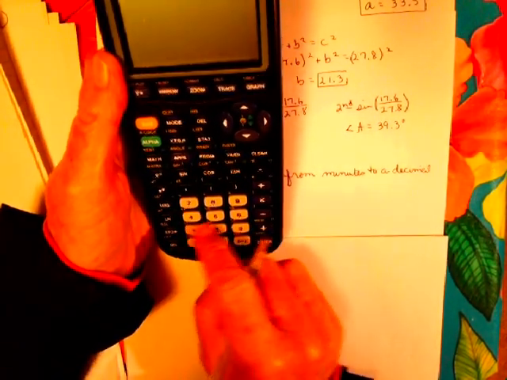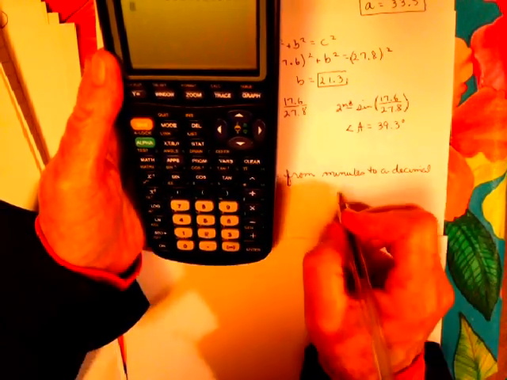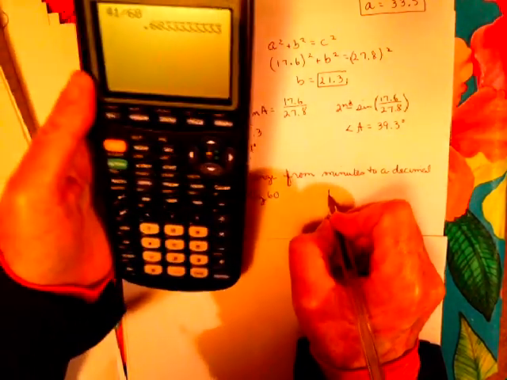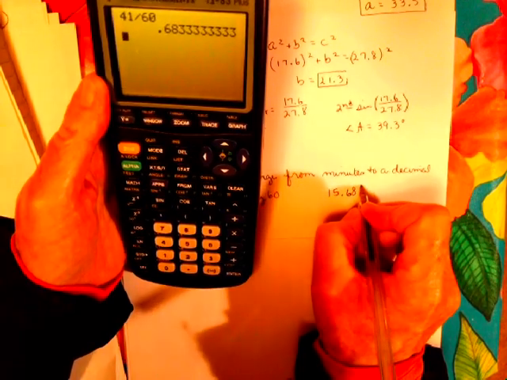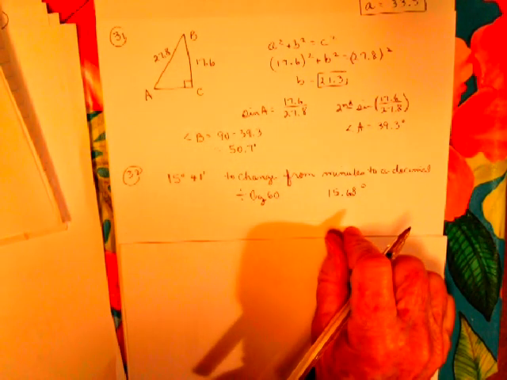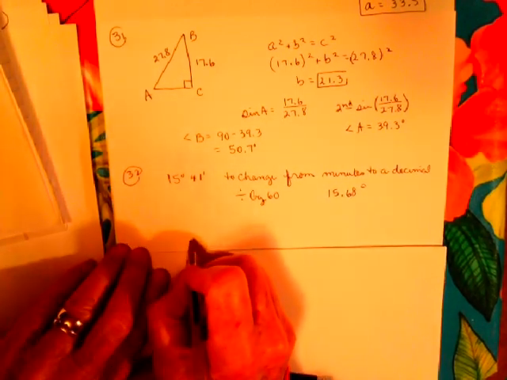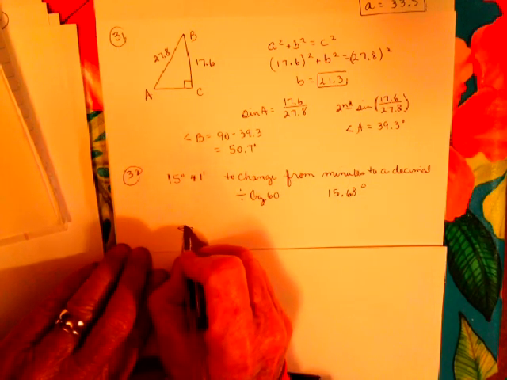So 41 divided by 60 is 0.683 with a bar over it. This is 15.68 degrees. Now let's draw a triangle to represent what they're telling us. Here's my boat. Here's my little person in the boat.